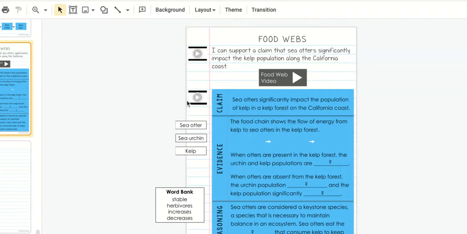All right, let's talk about more food webs. So let's watch a food web video to support the claim that sea otters significantly impact the kelp population along the California coast.